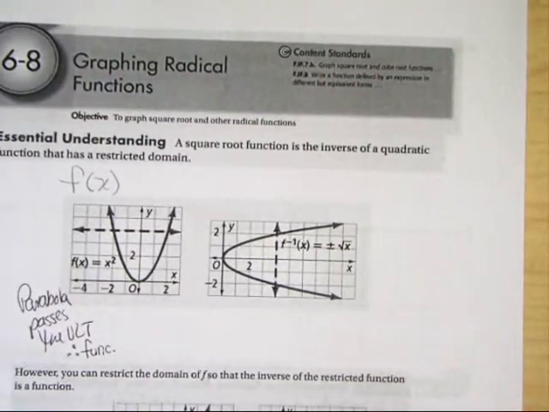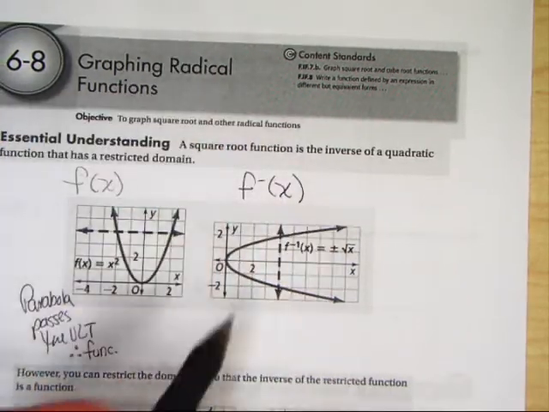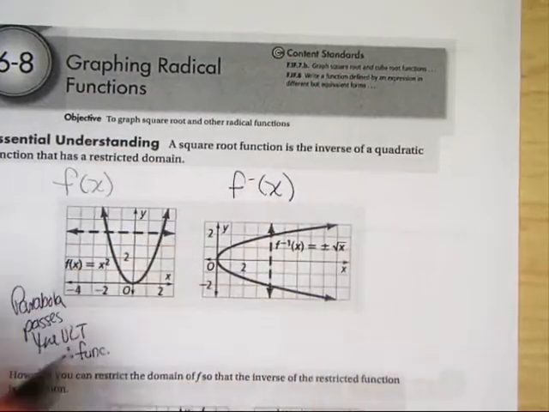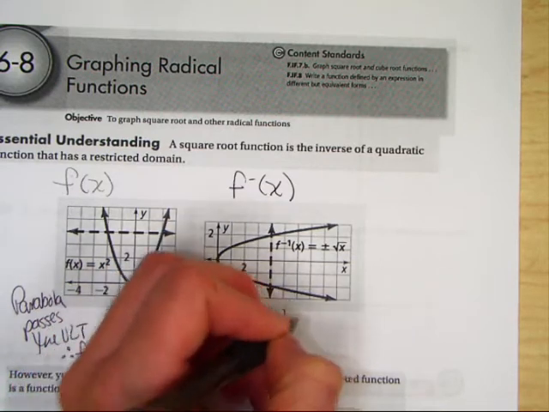Look at the inverse though. The inverse we call f of -1, and it does not. This would be like a plus and a minus square root. This one does not pass the vertical line test.